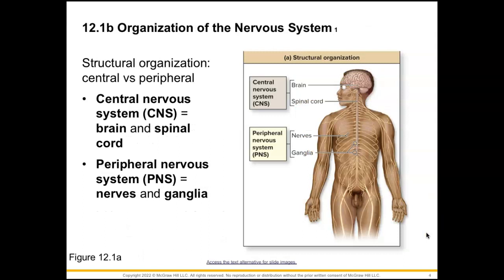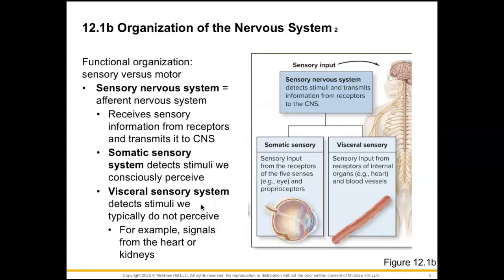So let's talk about some structural organization. We already mentioned that our central nervous system is made up of our brain and spinal cord, and then everything else pretty much falls into our peripheral nervous system. Everything else consists of these nerves and then these little ball-like structures called ganglia. And ganglia are little collections of cell bodies within our peripheral nervous system. So we'll talk more about that later.